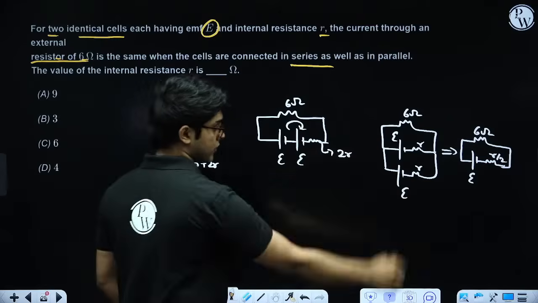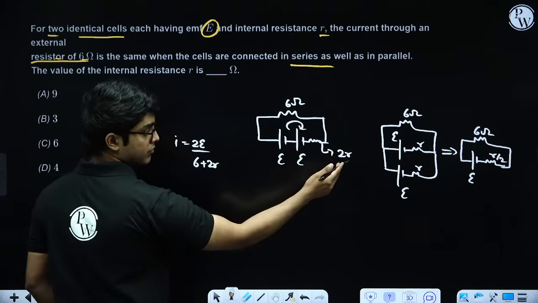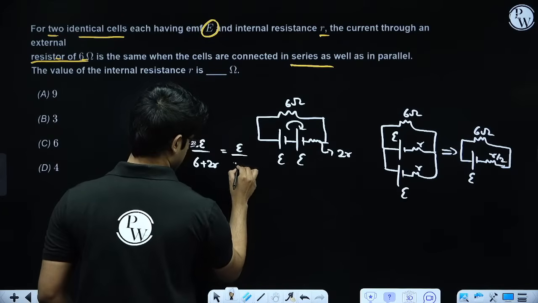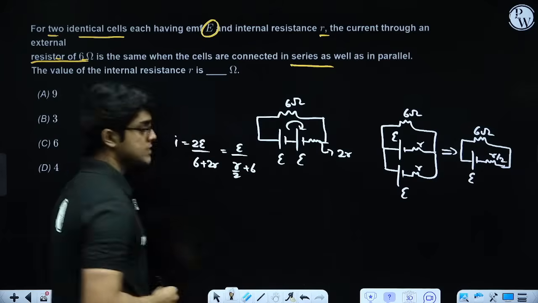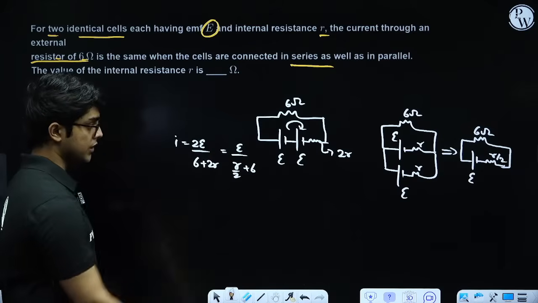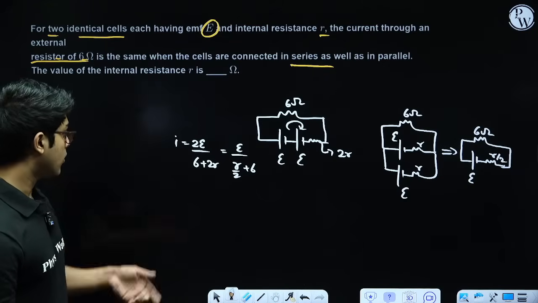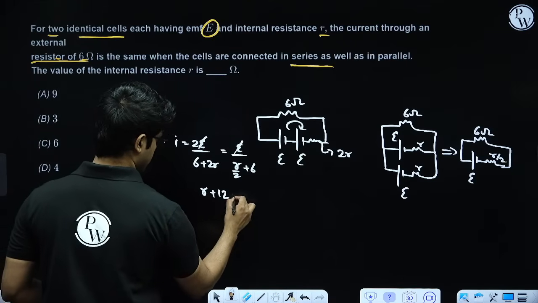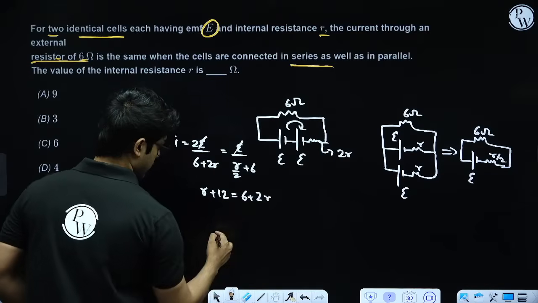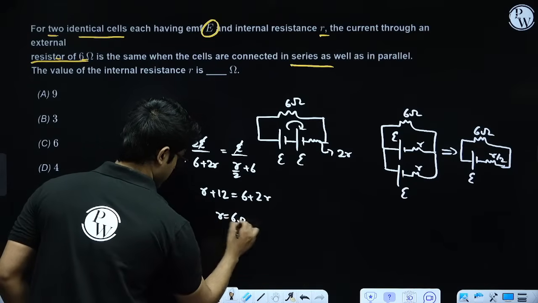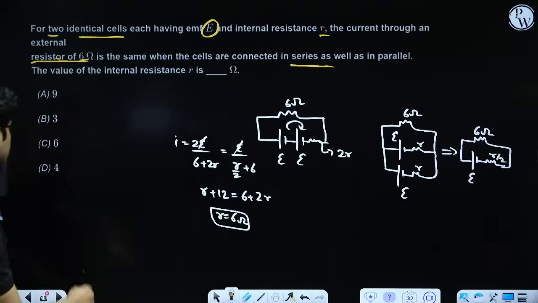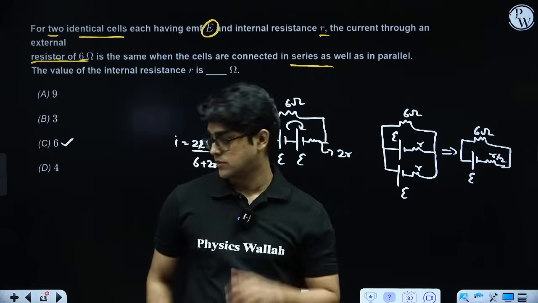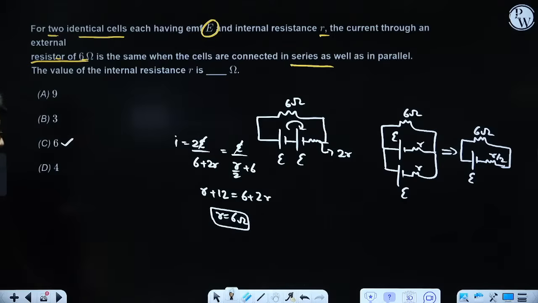So, now once again, if you use Ohm's law, the current will turn out to be EMF E divided by R by 2 plus 6, okay. So, the statement mentioned to us, these two currents are equal, okay. So, now we can just solve it. Cross multiplying, R plus 12 equals 6 plus 2R. So, we get R equals 6 ohms. So, this is the internal resistance, okay. So, C option would be the answer for this particular case, alright. So, yeah, let's move on now.